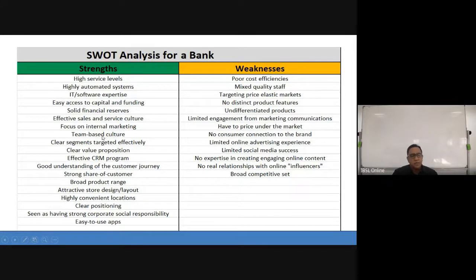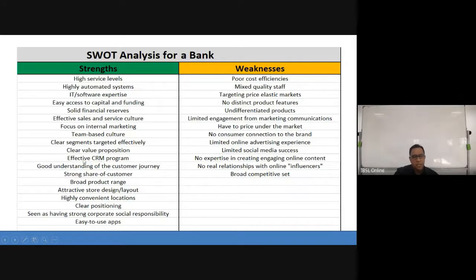Team-based culture. You all are working as a team. That is a good strength. There are no divided groups within your bank or your department or in the branch. Clear segments targeted effectively. You have done your segmentation. We'll learn it later. Your segmentation is done very effectively. Clear value proposition. Your positioning is very clear: you have targeted your customers, and you have a very clear message to your customers about your products and the uniqueness of your product.